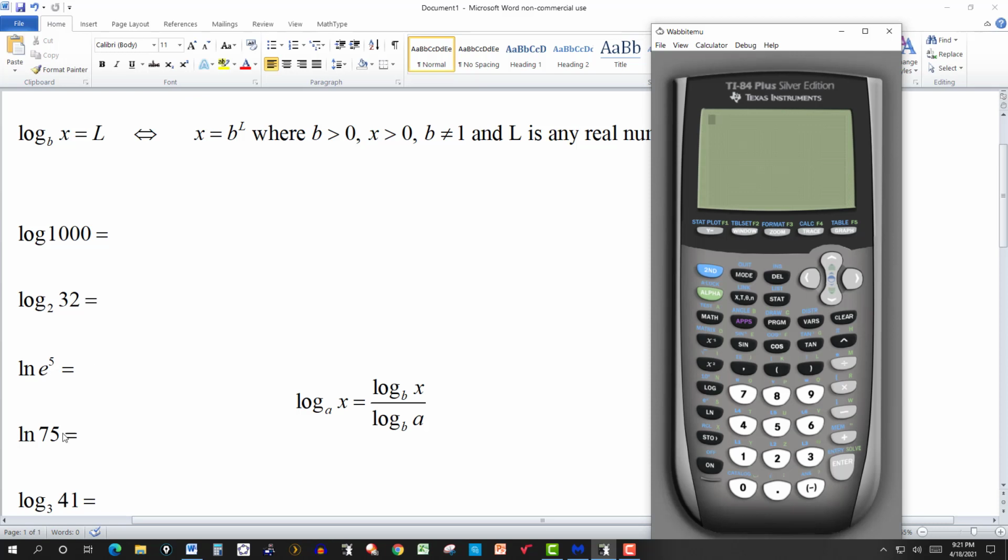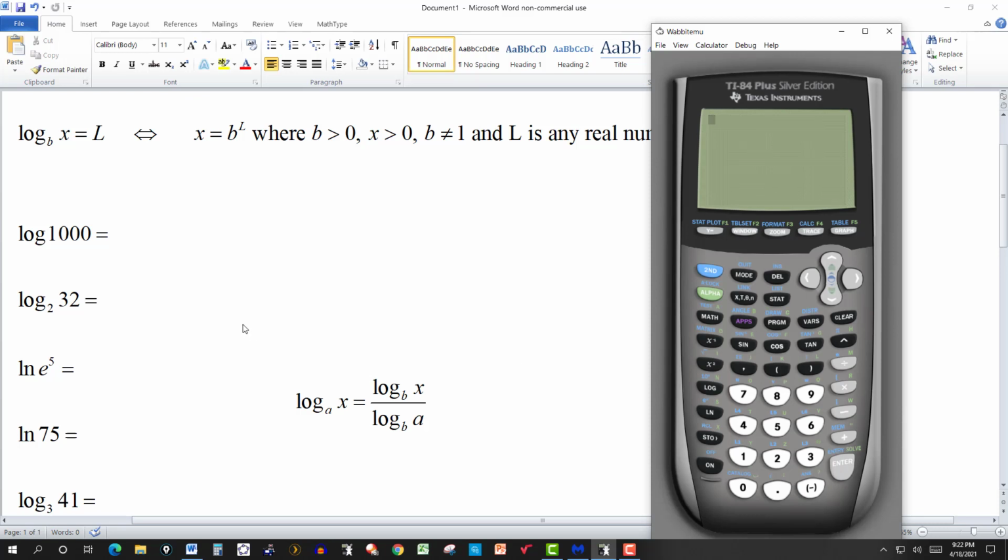Okay? Now, when you don't have an exact answer, and you don't have a base of 10 or a base of e, then you can use a change of base. Here, of course, ln of 75, no problem there. I just hit ln and then enter 75. That gives me an approximation. Okay, so the logarithm is 4.32 to 2 places.